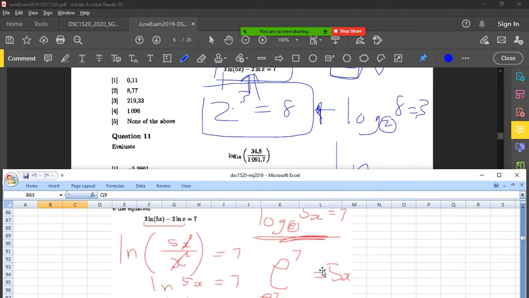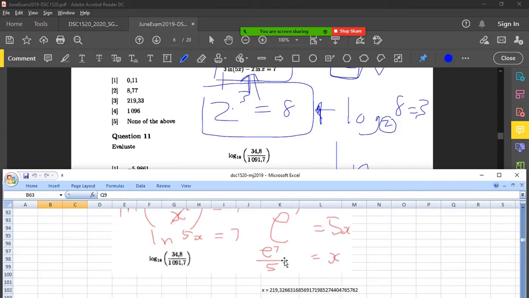Once I've got that, obviously you can solve for x. e to the 7 divided by 5. That you can plug into your calculator.